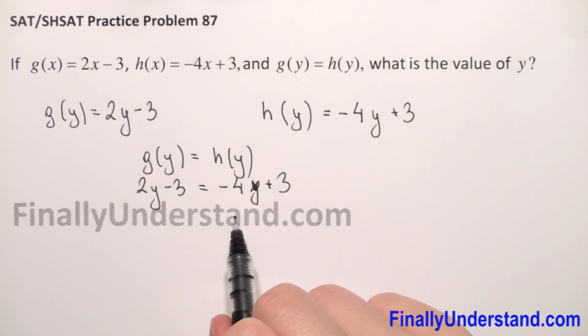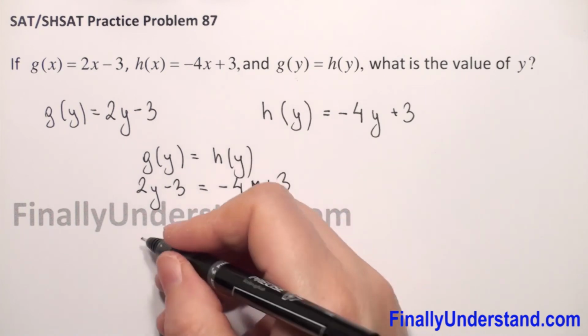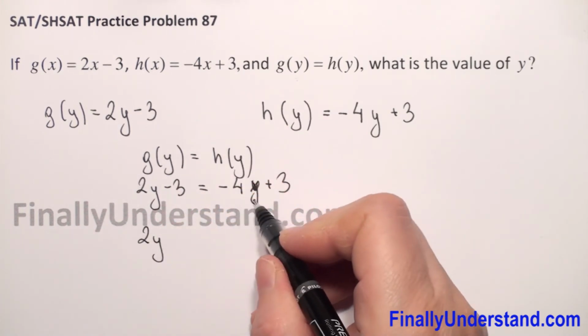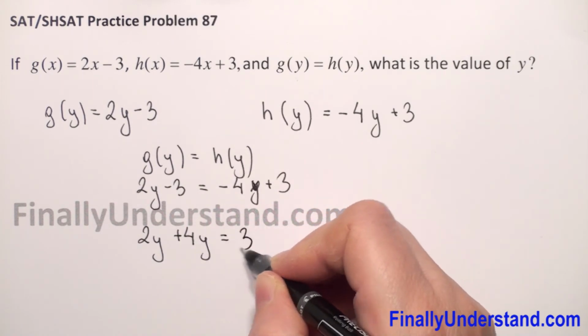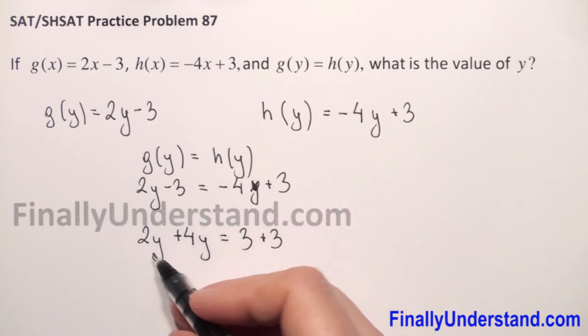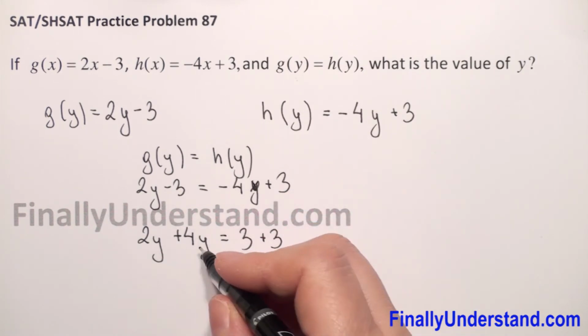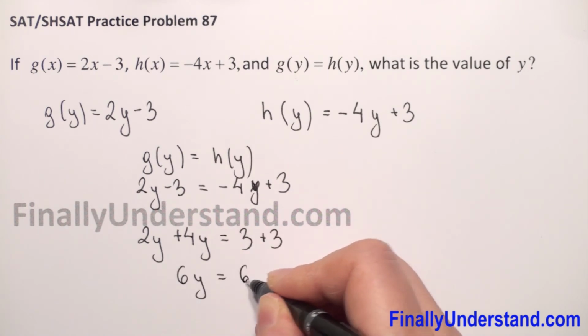I will move expressions with y to the left and numbers to the right. So we have 2y, negative 4y to the left, so it will be positive 4y is equal to 3, negative 3 to the right, so it will be positive 3. 2y plus 4y is 6y is equal to 6.